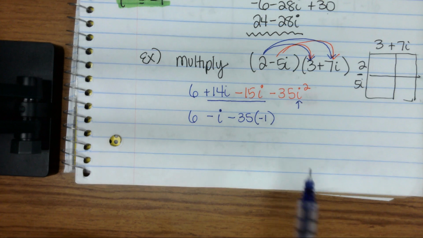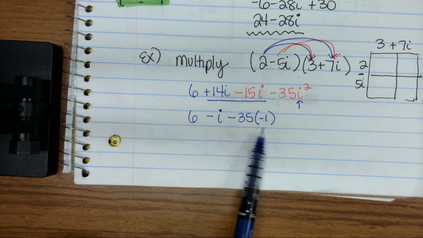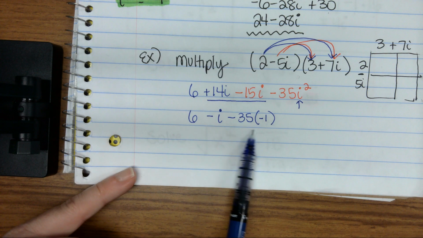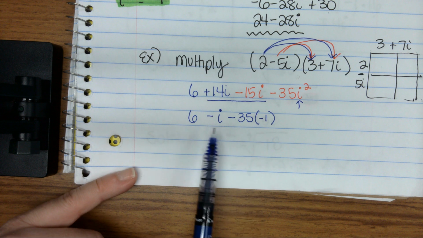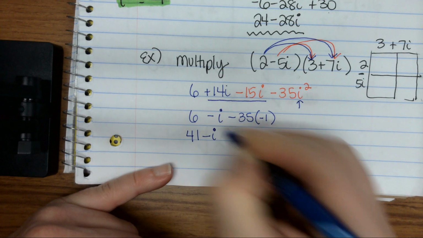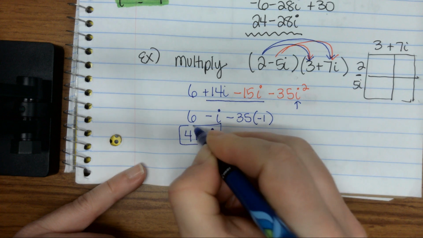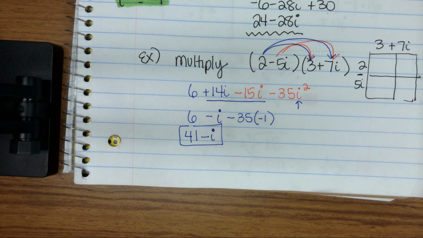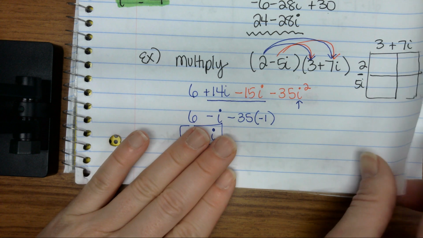What happens to this sign if I have minus 35 times a -1? Yeah, it becomes an addition sign, right? So this becomes 6 plus 35, which I can put together. 6 plus 35 is 41 minus i. So this would be the most simplified I could go, something like that. So really nothing new in the process except that you have to replace the i squared with a -1. Okay. Division is a little bit different.